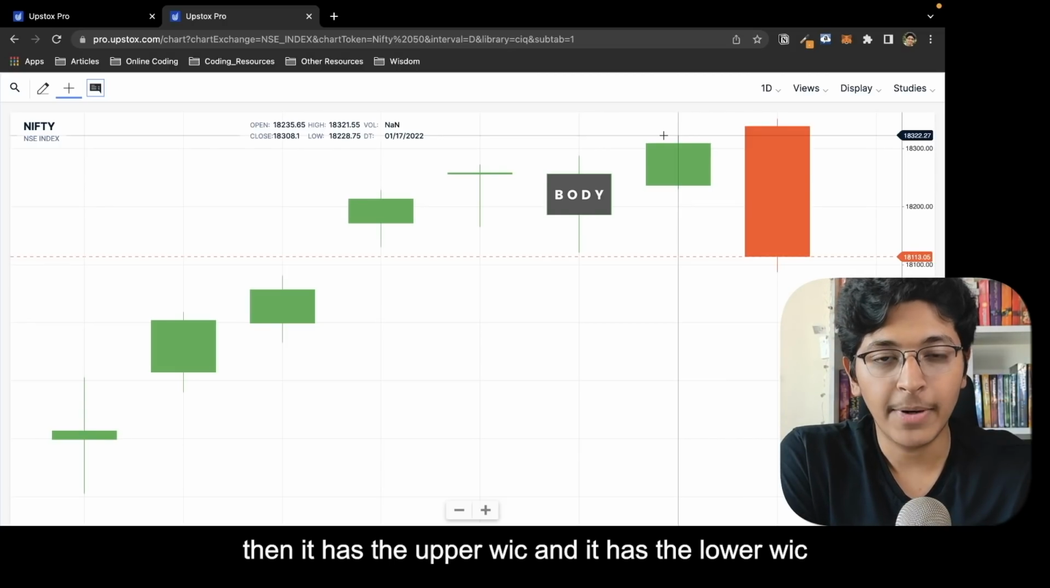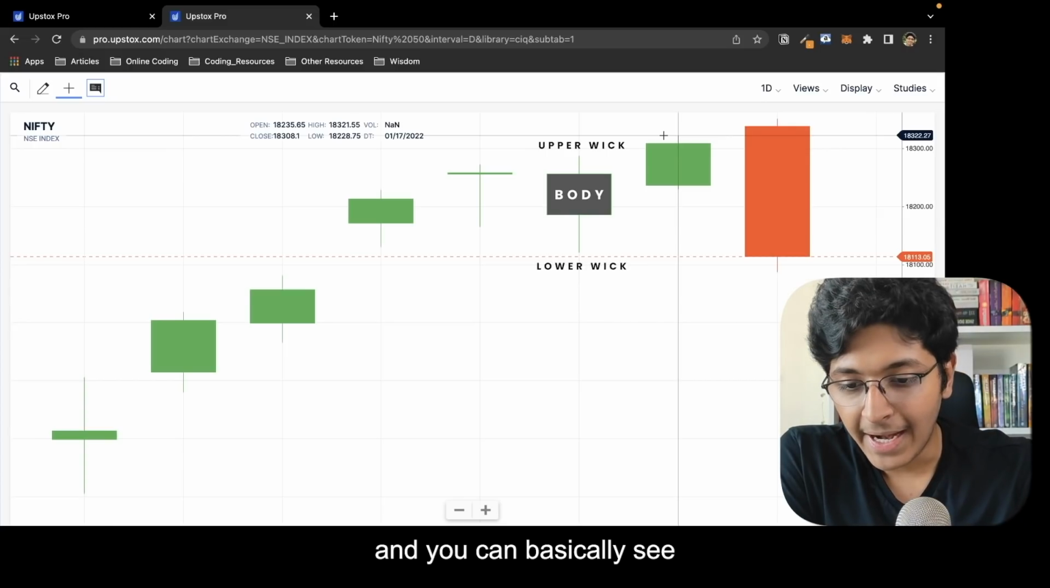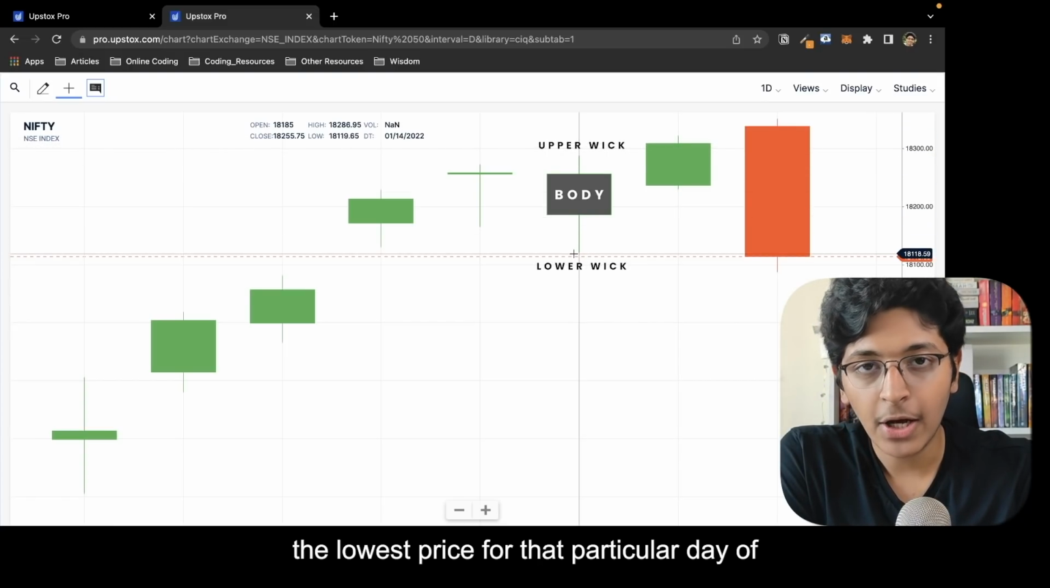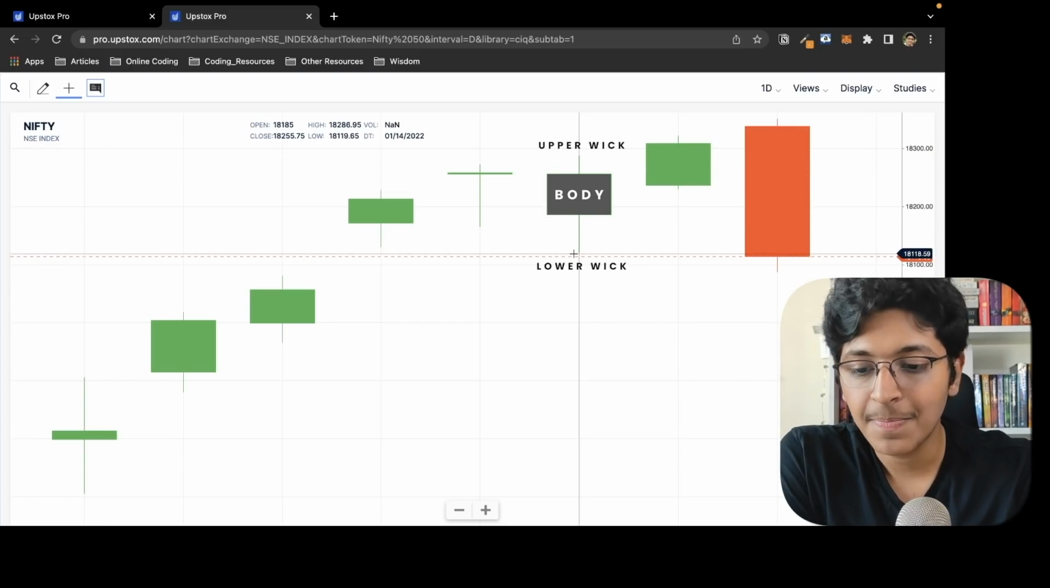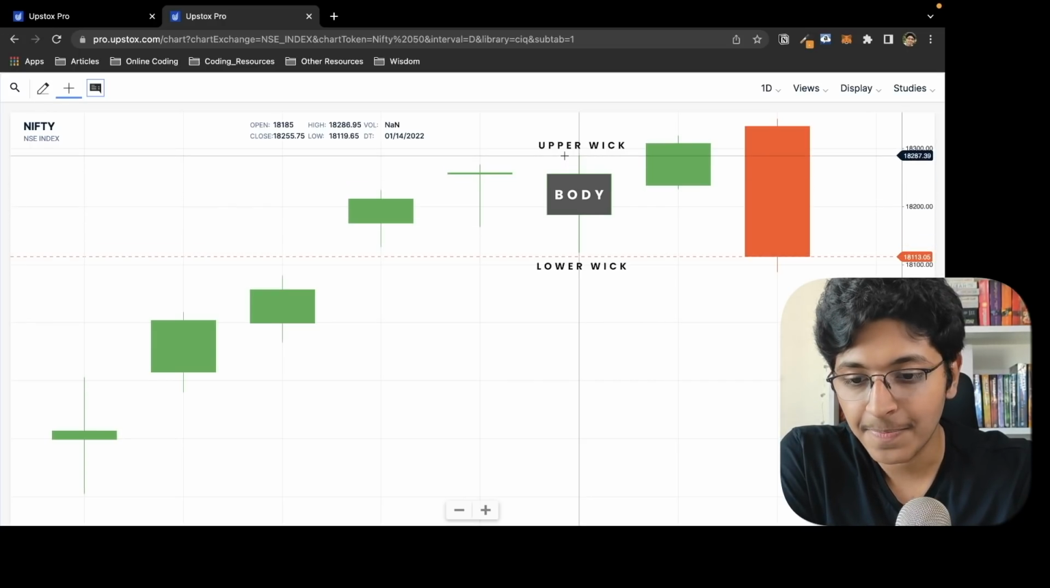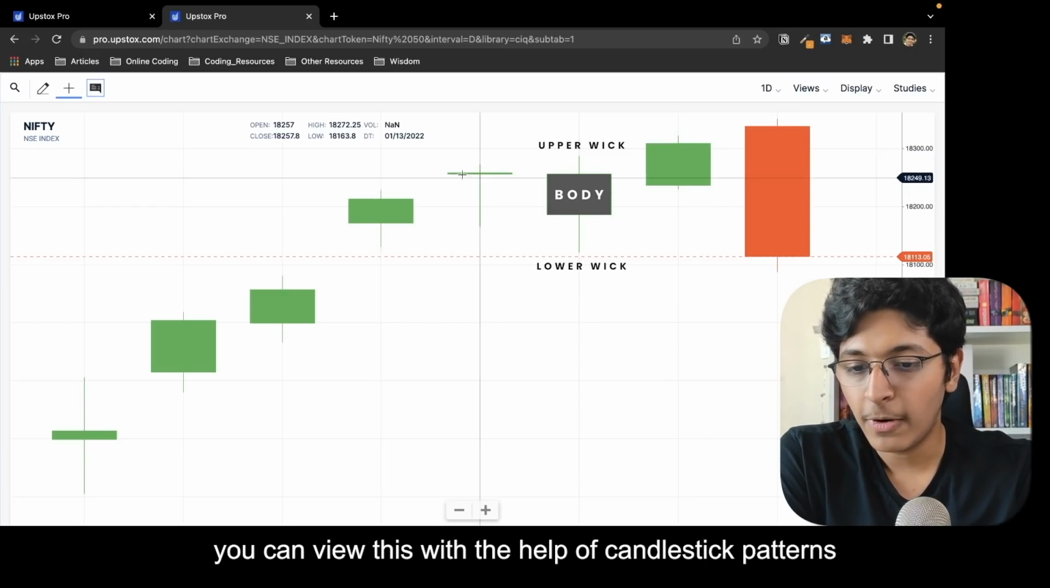Then it has the upper wick and the lower wick, and you can basically see the lowest price for that particular day of that stock or the index, and you can also see the highest price of that stock on that particular day itself. So that is basically the whole idea. You can view this with the help of candlestick patterns.